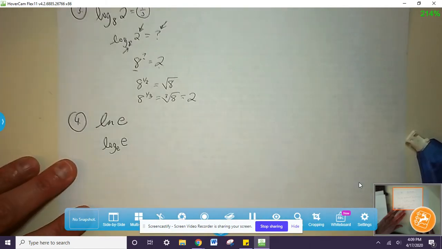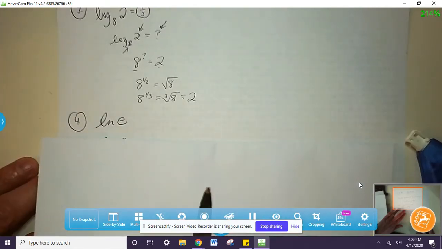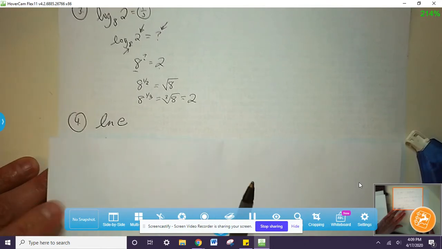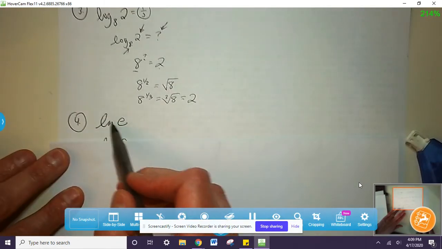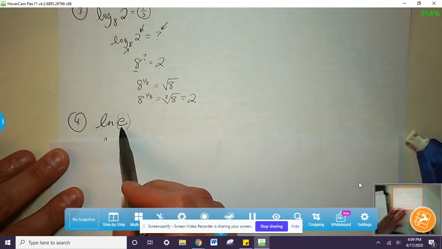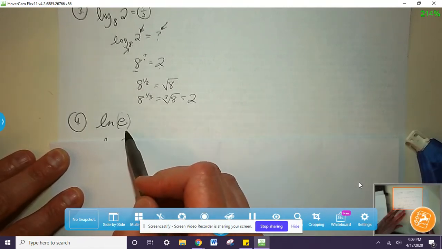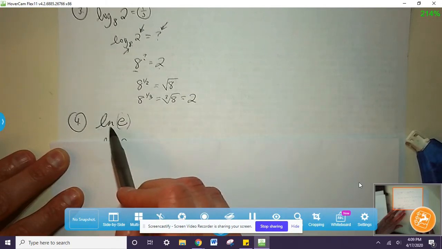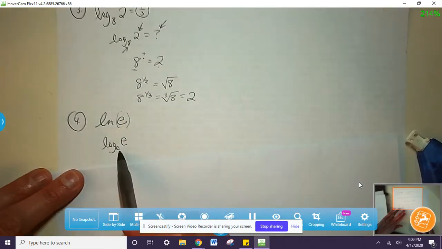So this one we want to evaluate is natural log of e. So looking at that, natural log means that the base is going to be e. And here's what's inside the log. So if you prefer to put parentheses, that shows what's inside the log. So we replace ln with log base e, and then e is still inside.